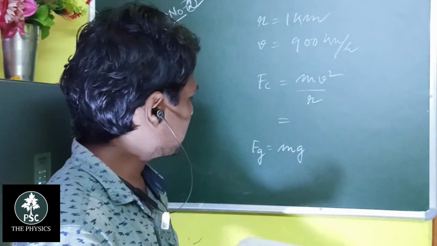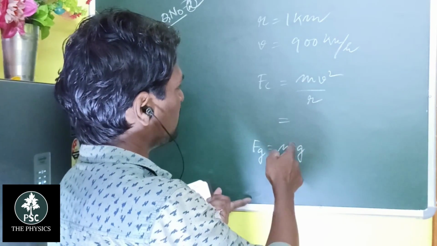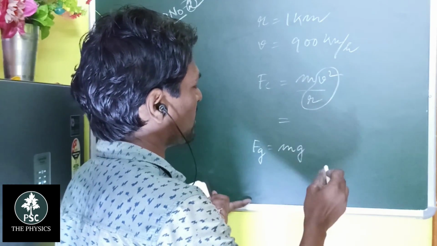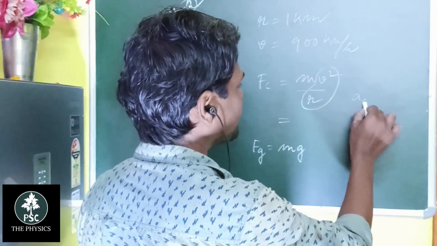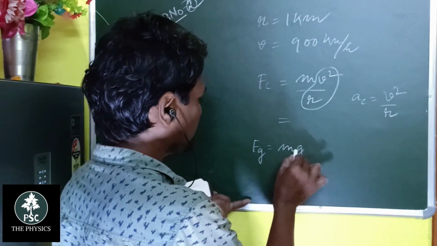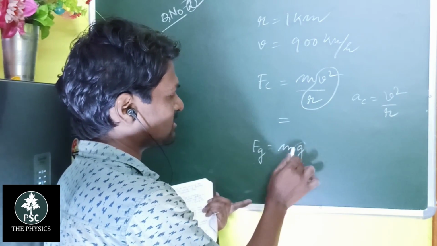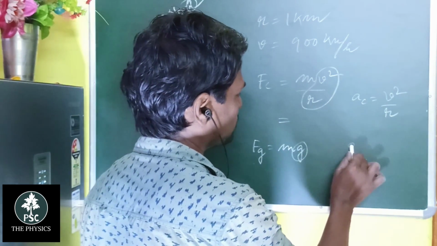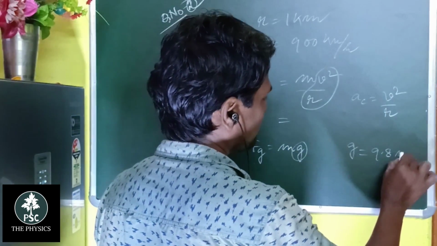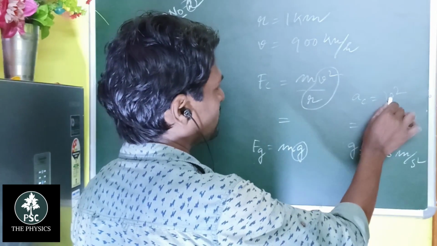So yes, it is equal, because if mass cancels this one, force equals mass into acceleration, so the acceleration is v square by r. So this is called centripetal acceleration, v square by r. And if this is divided by mass, then it gets g. This is acceleration. So g is the gravitational acceleration, this is 9.8 meter per second square, and this is centripetal. You have to calculate this one.